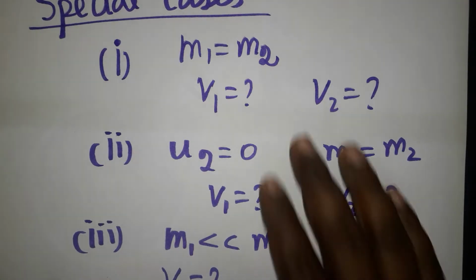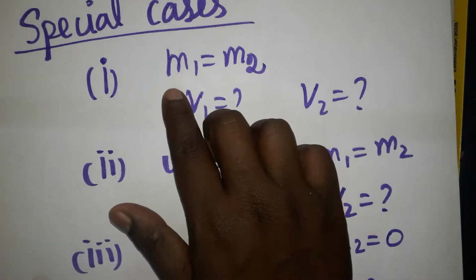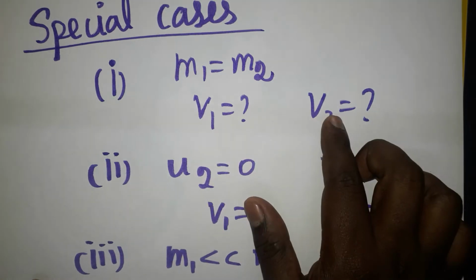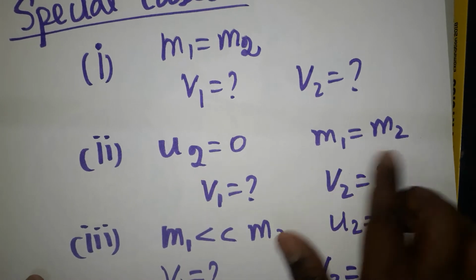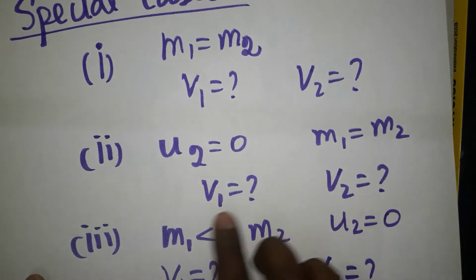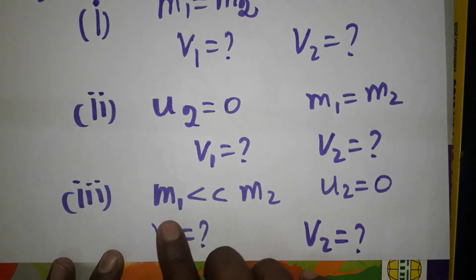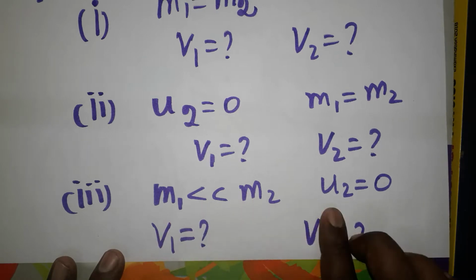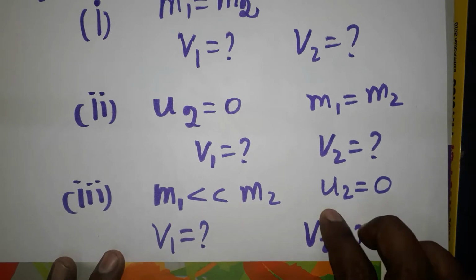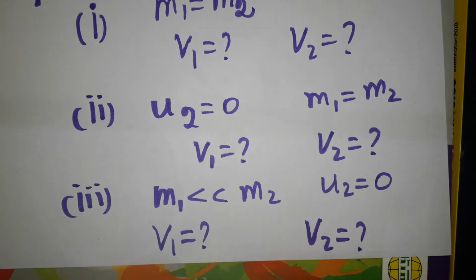We will also see special cases for the elastic collision. First, when the two objects collide and both masses are equal, what is going to happen to the initial and final velocity? When the initial velocity of object 2 is 0 and mass 1 and mass 2 are equal, what is the final velocity of both objects? The third case: m1, the mass of object 1, is much lesser than m2, and the initial velocity of object 2 is 0. Now what is the final velocity? These are the cases we are going to discuss.